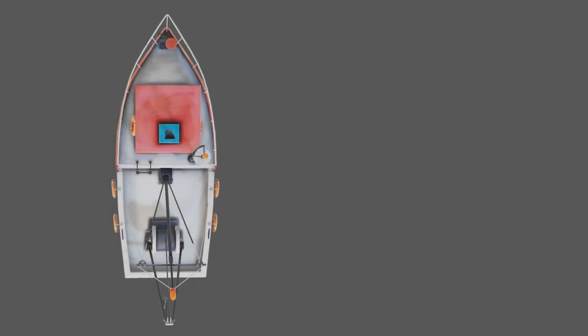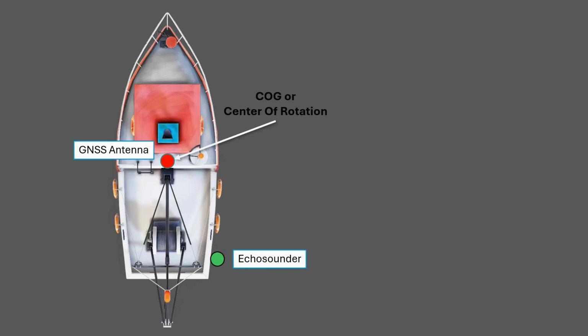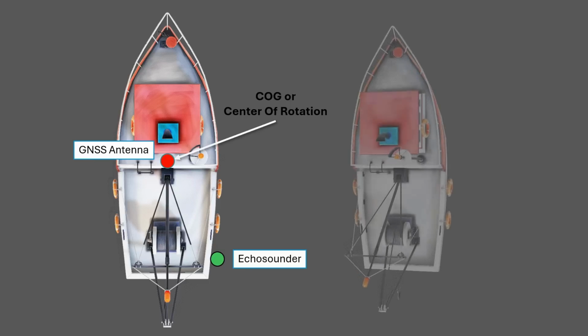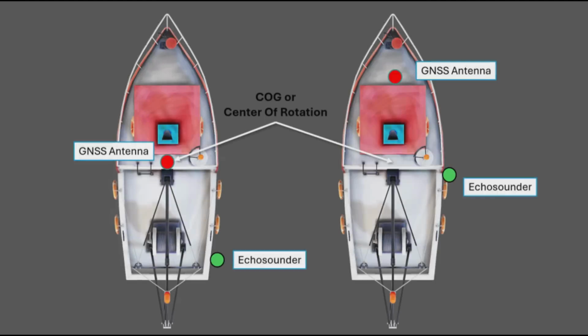Say this is a survey vessel and here is my COG or center of rotation of the vessel. I am installing my GNSS antenna there and echo sounder starboard aft. In the second vessel, I am shifting the whole setup a little forward. Now let's observe the simple yaw or heading change effect.